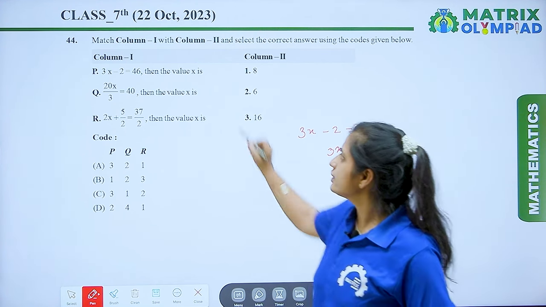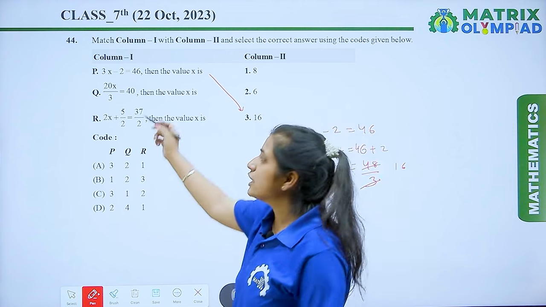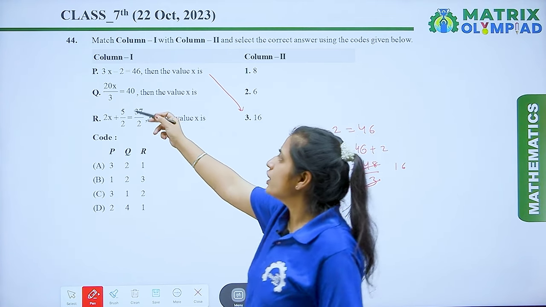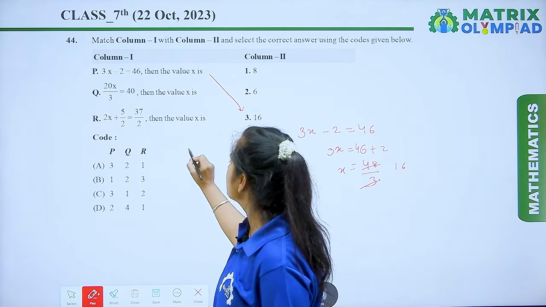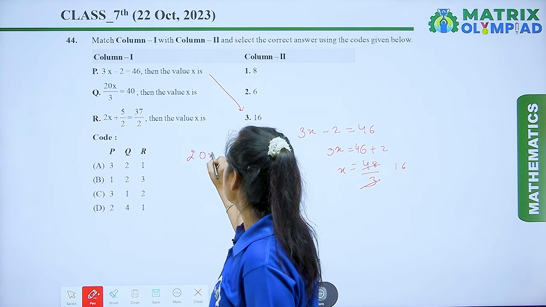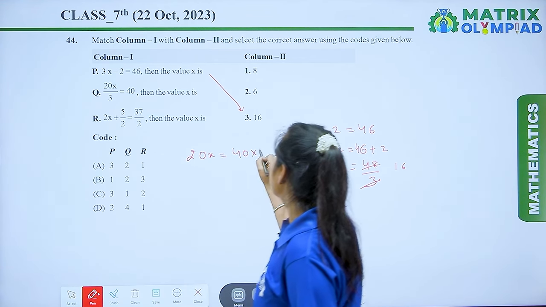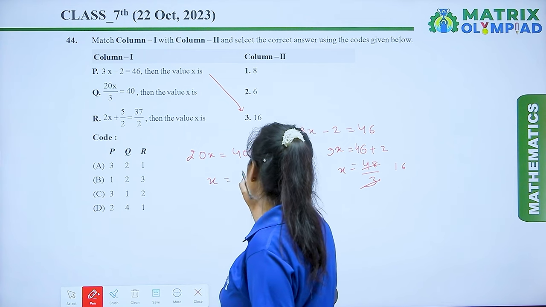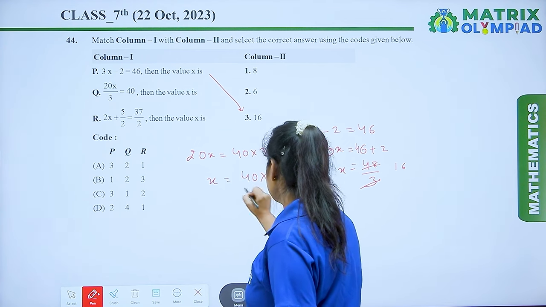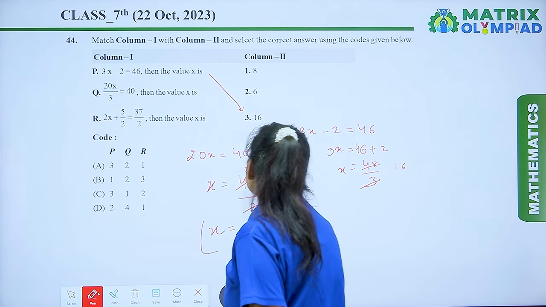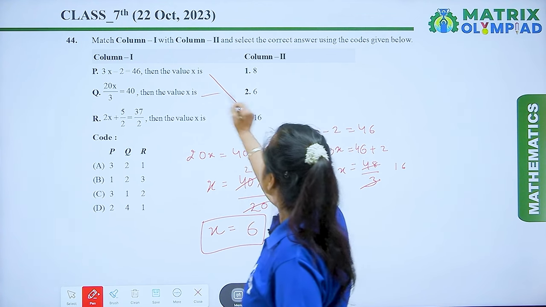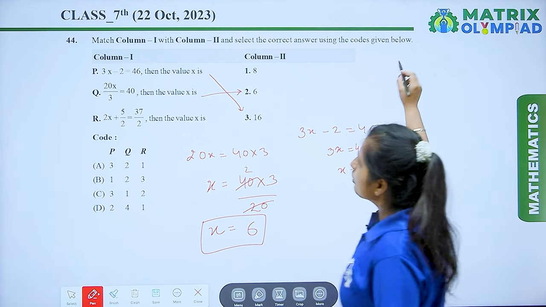So, answer is 16. Next, we have 20x upon 3 equal to 40. So, after transposition of 3, we get 40 multiplied by 3. Now, the value of x is 6.